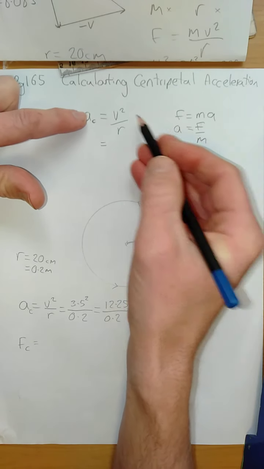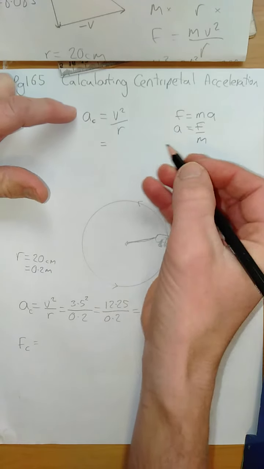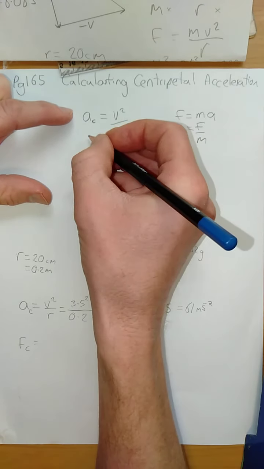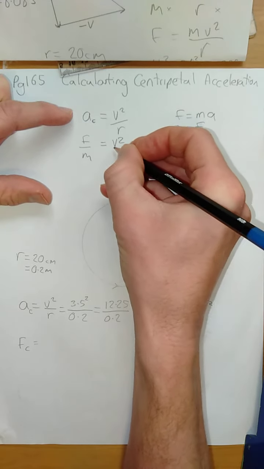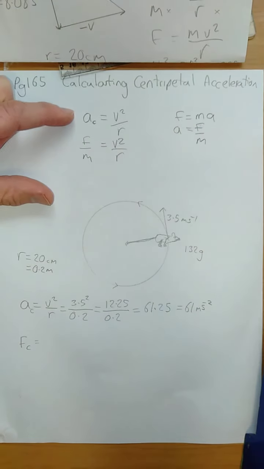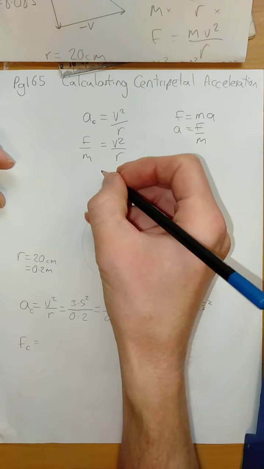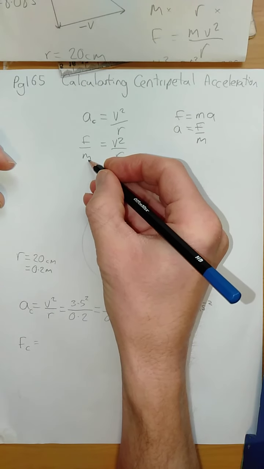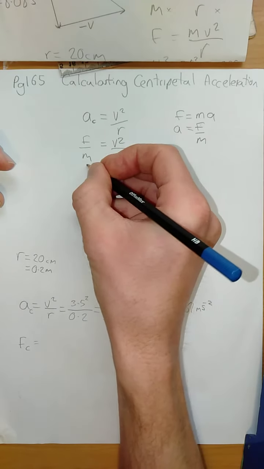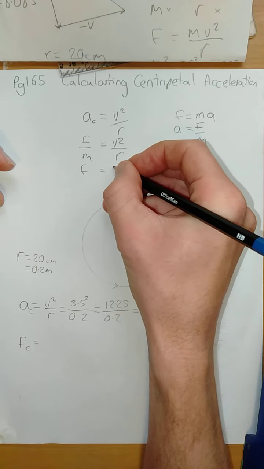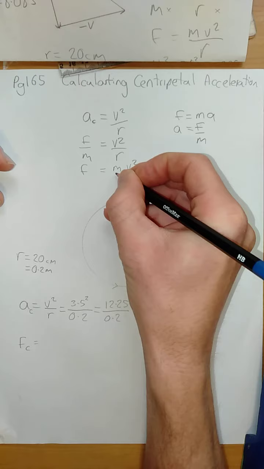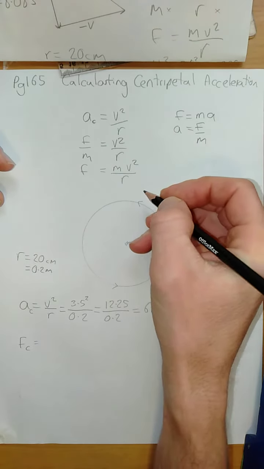Therefore, F over M is equal to V squared over R. So we can get rid of the A and put in F over M is equal to V squared over R. Alright, now that we've got that, our last step is to get rid of the M from this side of the equation. So what we do is we multiply both sides by M, and that gives us mV squared over R is equal to F.